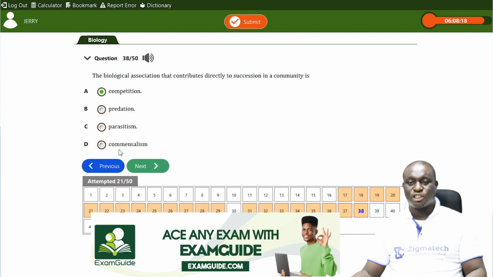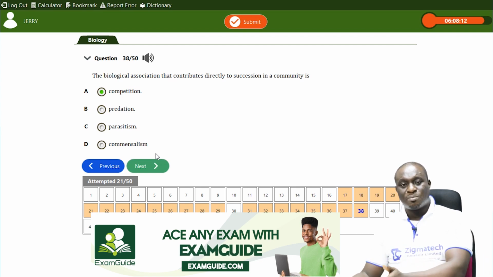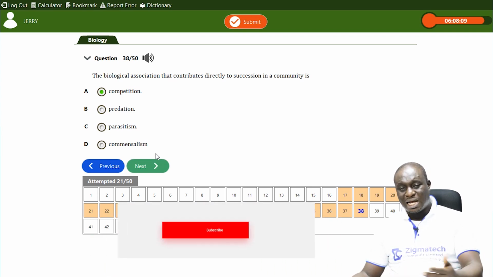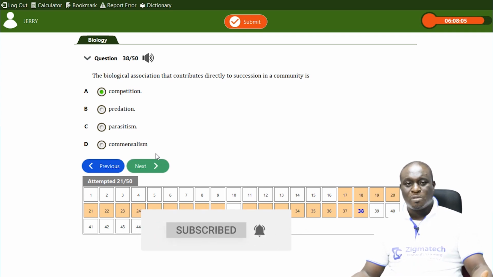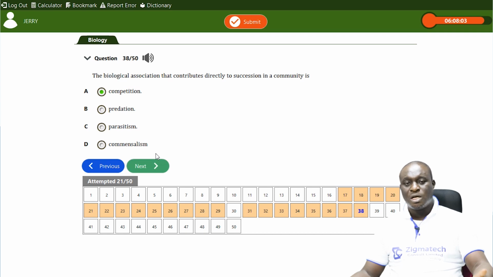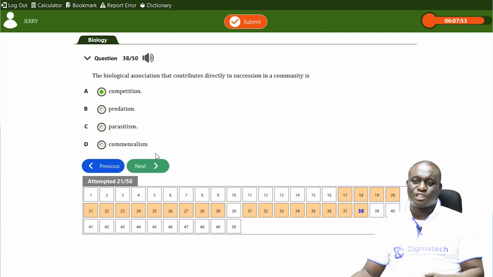Option D says commensalism. Commensalism is a type of biological association in which one benefits, but the other one does not benefit and is not harmed in the process. An example is the relationship between the remora fish and the shark. The remora fish benefits so much, but the shark does not benefit anything from the remora fish and is not harmed in the process of that biological association. So the biological association that contributes directly to succession is competition.